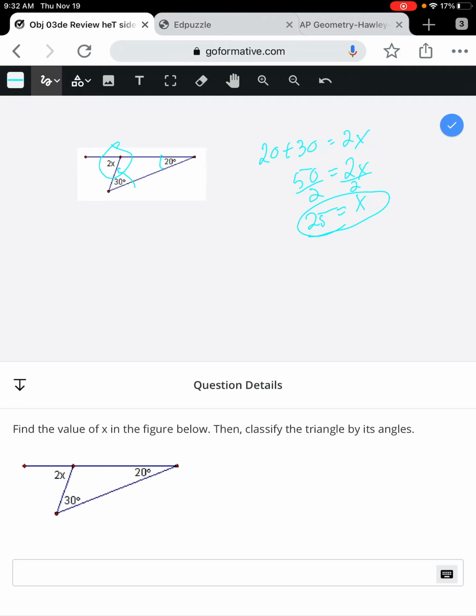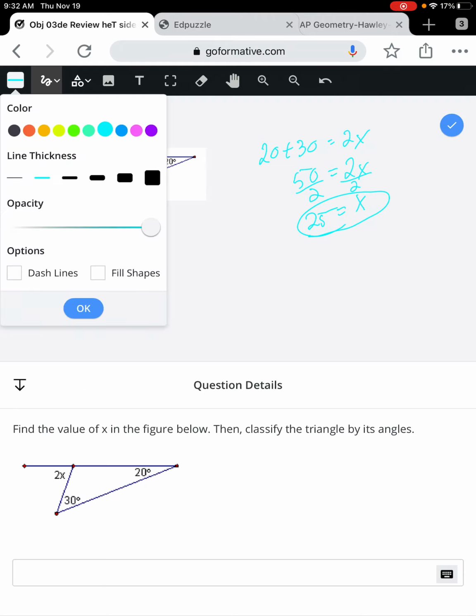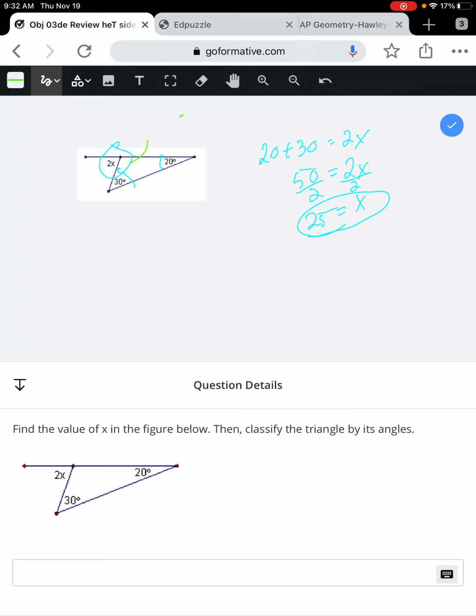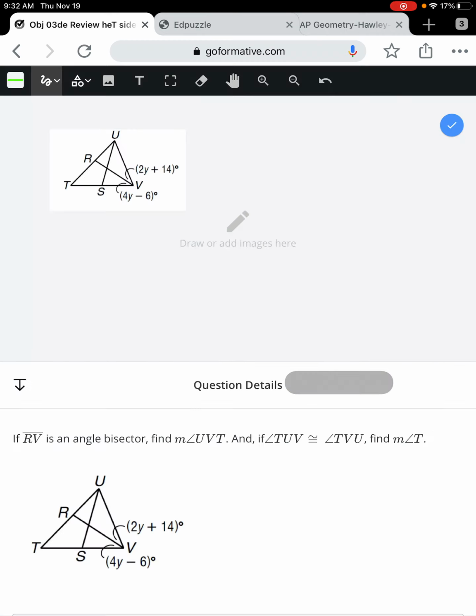Next thing, classify it by its angle. So I'm missing an angle. I need to make sure I find that angle. So this angle right here is just going to be 180 minus 30 minus 20, which is 130 degrees. Since it has an obtuse angle, this is an obtuse triangle. So when I classify by the angles, I look at acute, obtuse, and right. If it said by its sides, I'd say it was scalene because it has 3 different sides. So just be mindful of that.